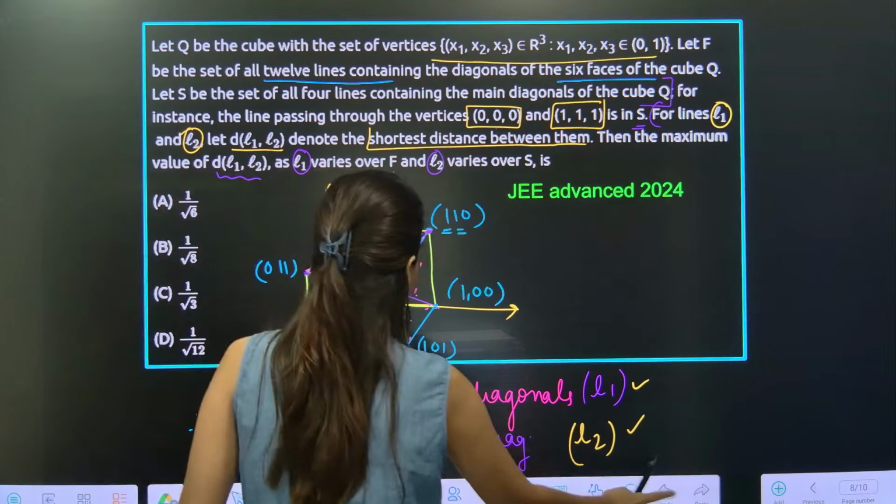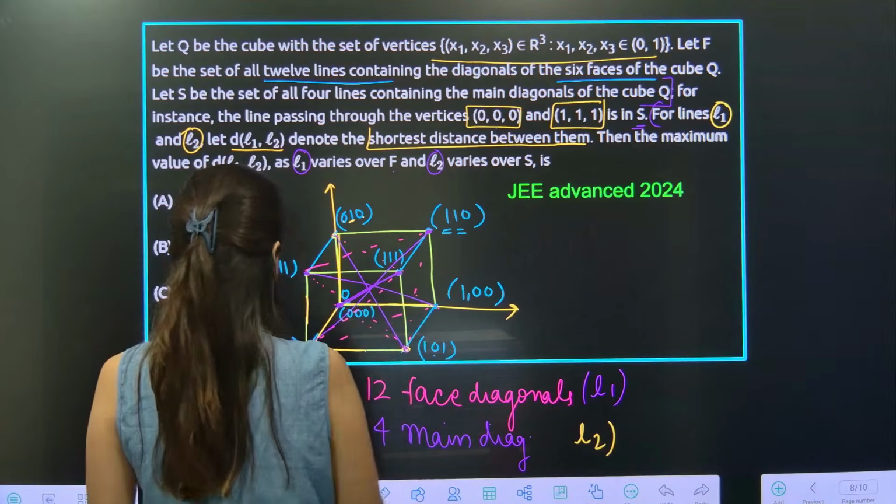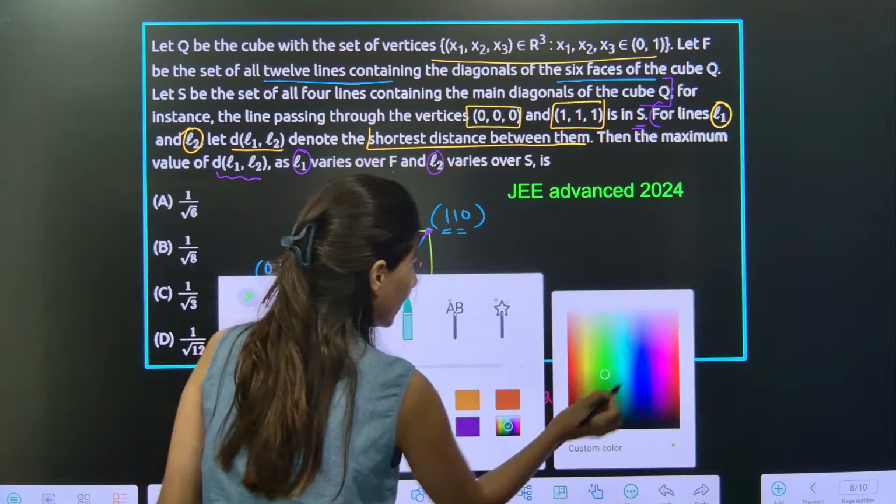Oops. Can we recreate without deleting anything? So, okay. Let me choose another color. Okay, let me use green color.